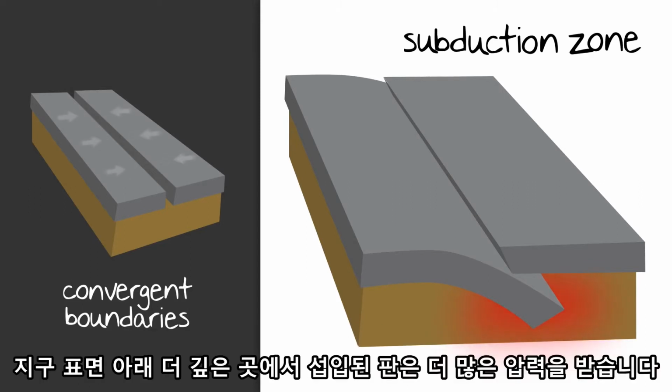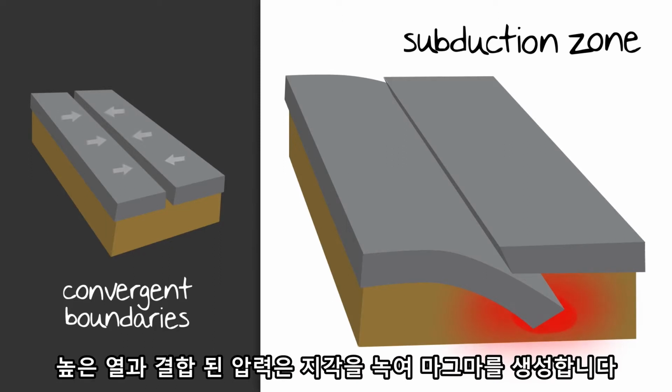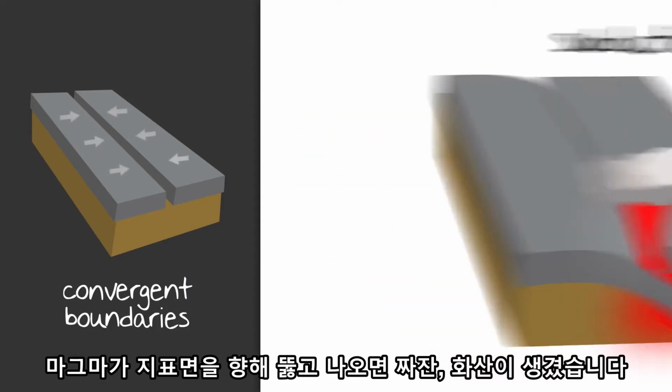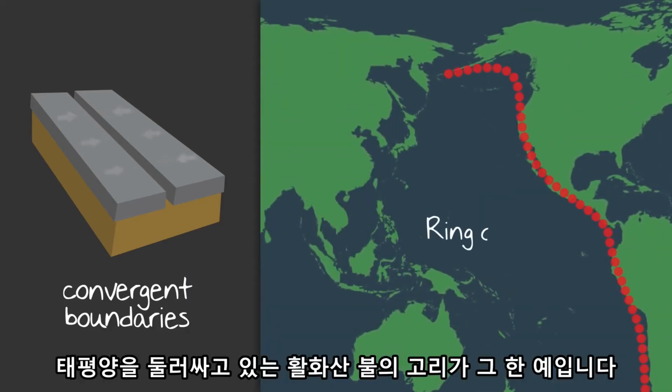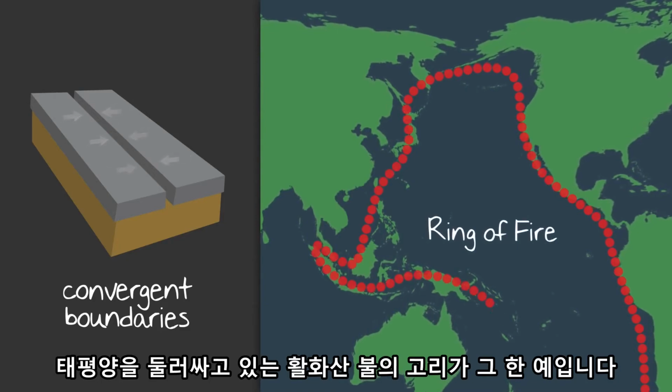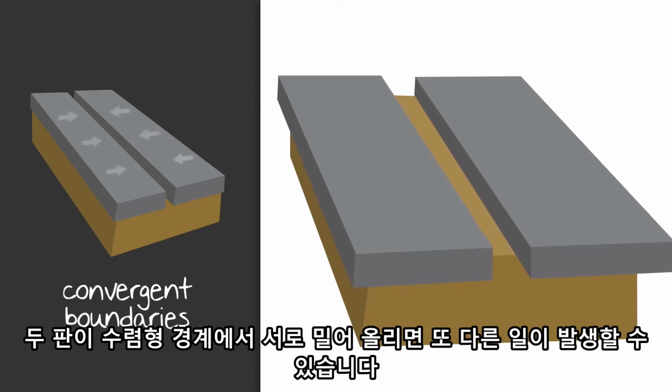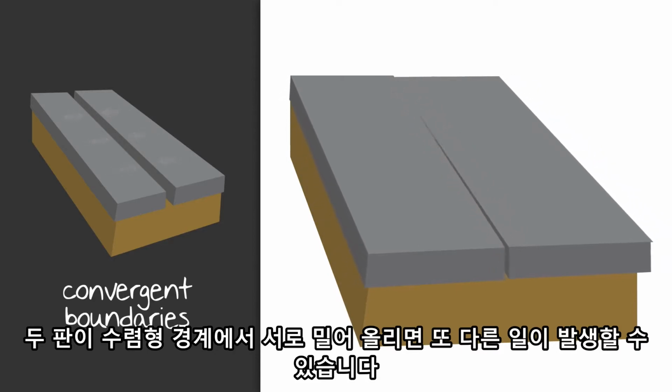And the deeper under the Earth's surface that plate goes, the more pressure it creates. That pressure, coupled with a high heat, causes the crust to melt, forming magma. The magma presses up towards the surface, and voila, you've got a volcano. An example of this is the Ring of Fire, which is an active ring of volcanoes that encircles the Pacific Ocean.